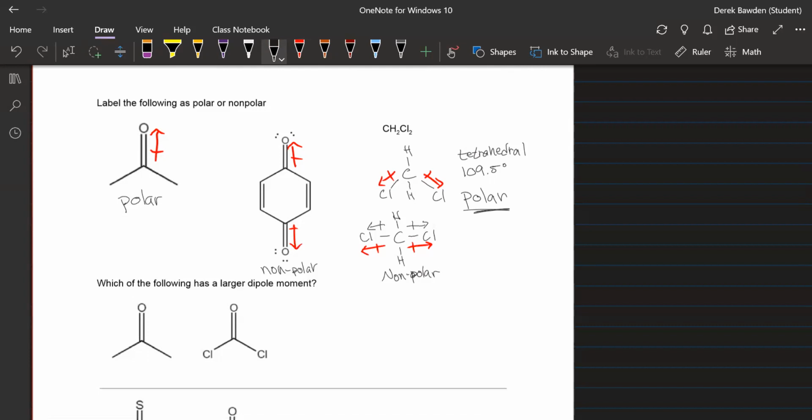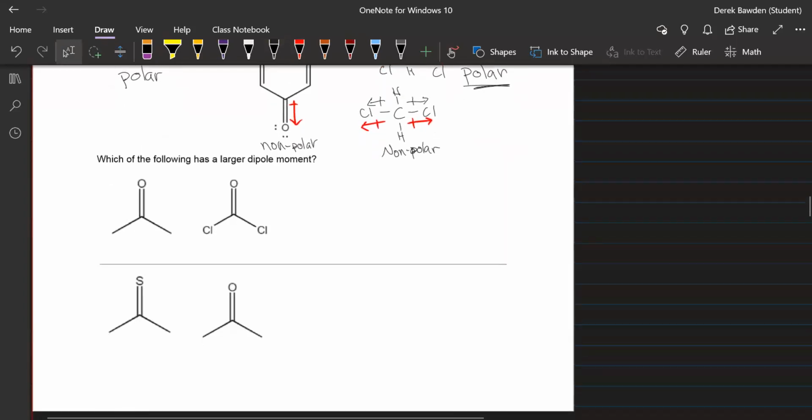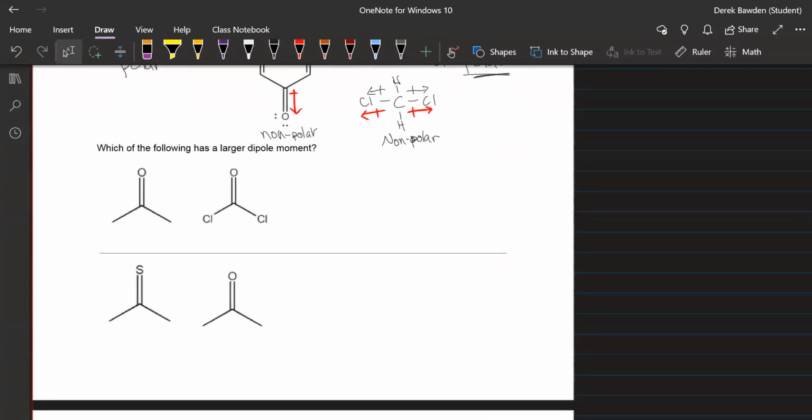Don't fall for the trap of drawing the molecule like this. Okay. If you're confused, make sure you draw it out and determine what the bond angles would be. If it's 180, like in a linear, okay, then they can cancel each other out, but otherwise they will not cancel each other out. Does that make sense to everybody? Mm-hmm. Yes. Excellent.